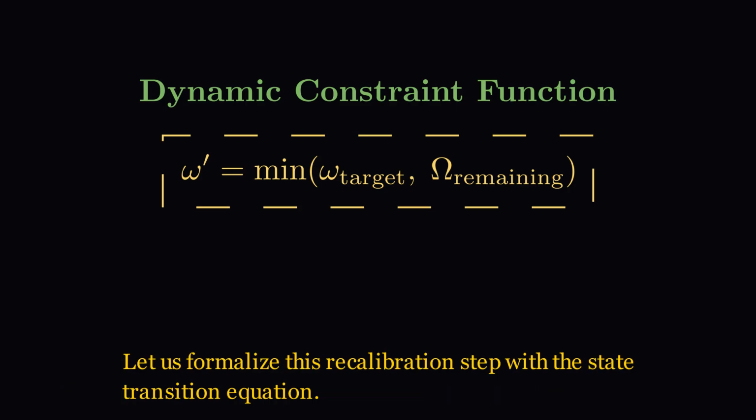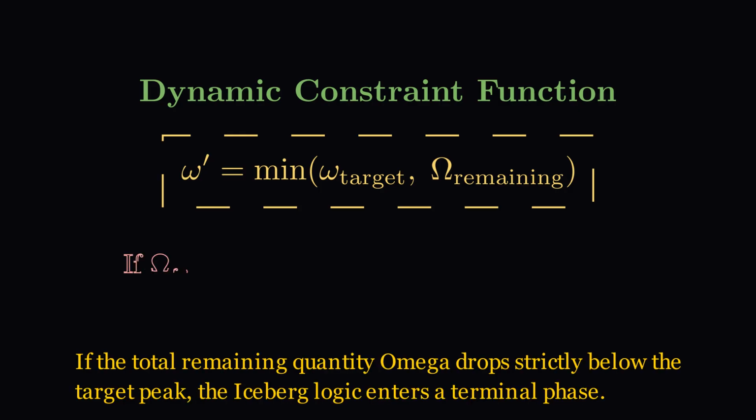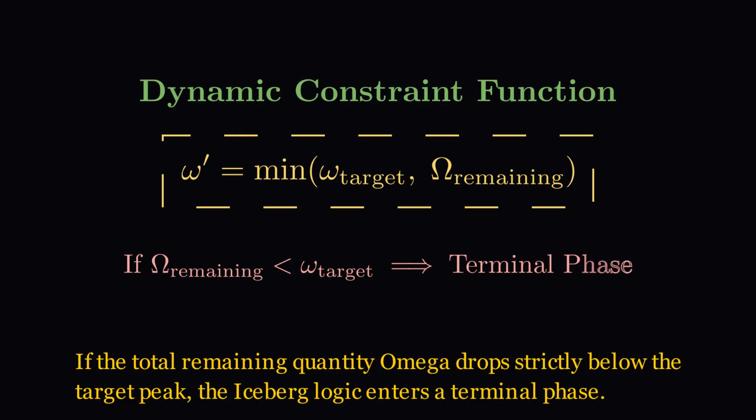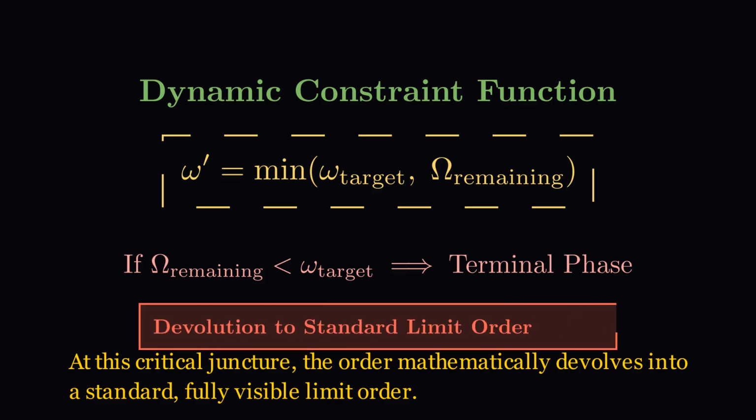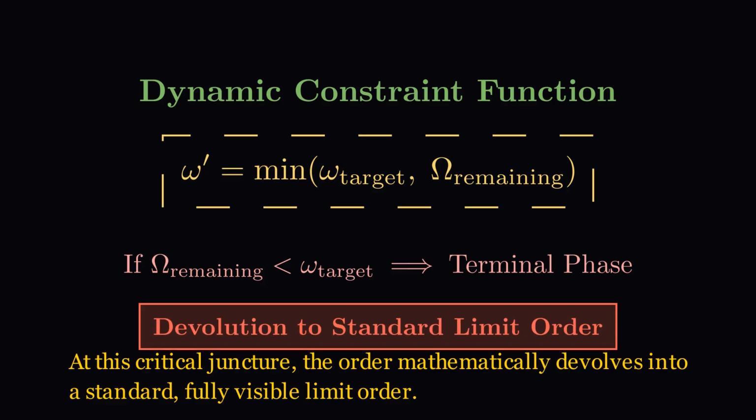Let us formalize this recalibration step with the state transition equation. If the total remaining quantity omega drops strictly below the target peak, the iceberg logic enters a terminal phase. This is known as the terminal depletion state, where the hidden reserve is entirely zeroed out. At this critical juncture, the order mathematically devolves into a standard, fully visible limit order.